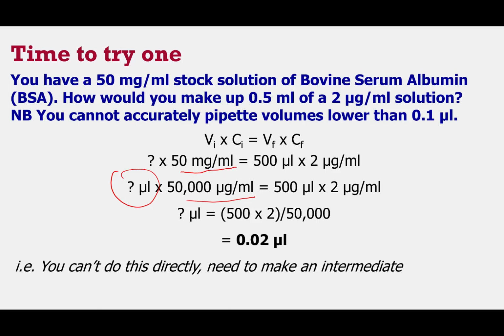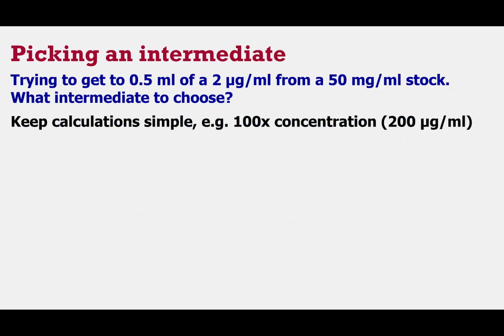And we know from the question that, as an absolute push, our accuracy can't go below 0.1 microliters. So you can't do it directly. We're going to have to invoke some kind of intermediate. So in terms of the choices to make, again, this is where it can be slightly unnerving because you can choose whatever concentration you want. I'm going to pick something that's relatively simple here.